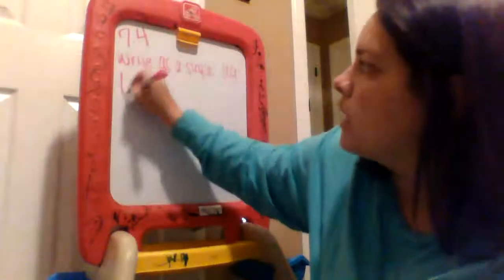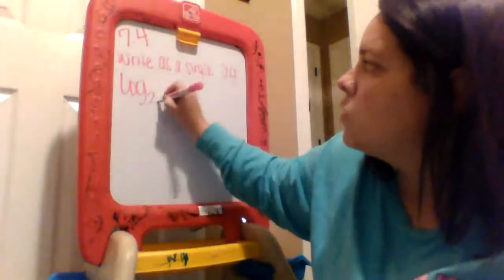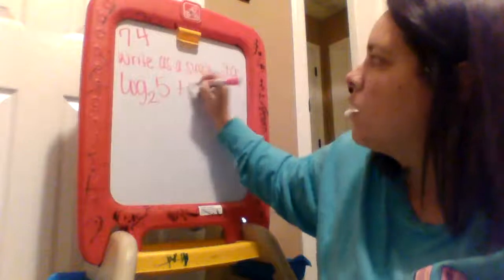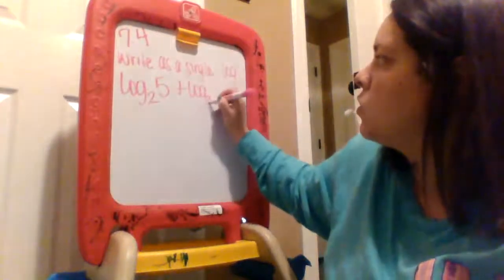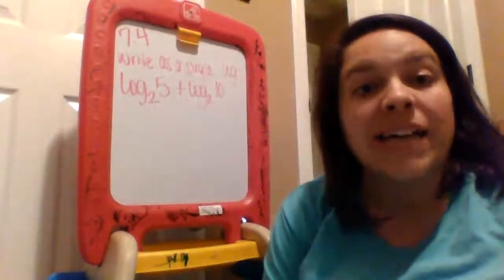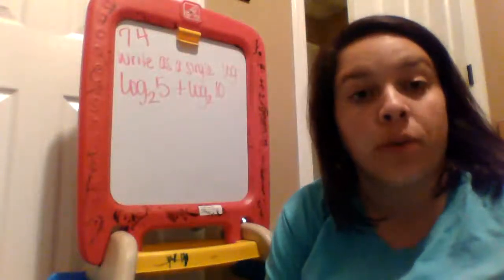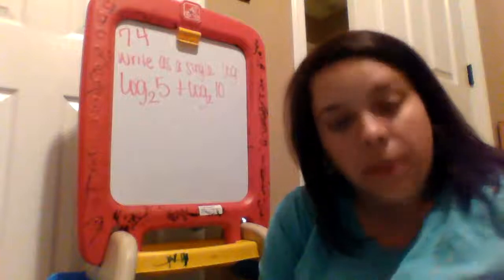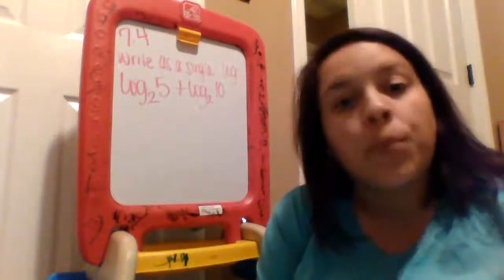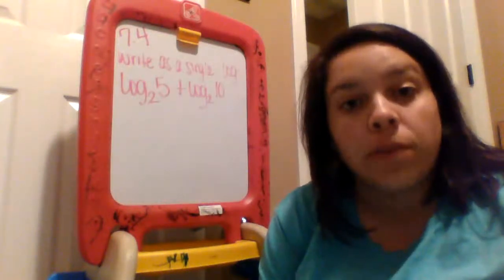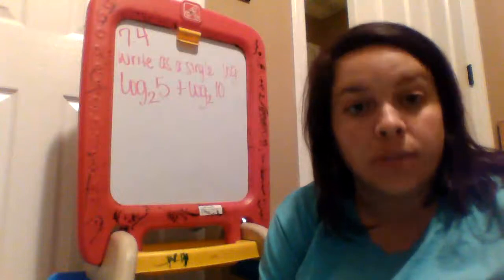All right, so the first one that we're going to look at is log base 2 of 5 plus log base 2 of 10. All right, so addition. Look back at your three properties. When you look at your properties, the one with addition is the product property. So you're going to put these back together with multiplication.